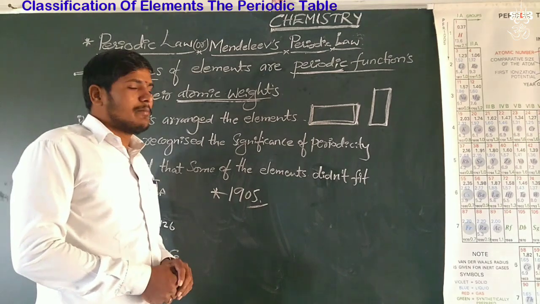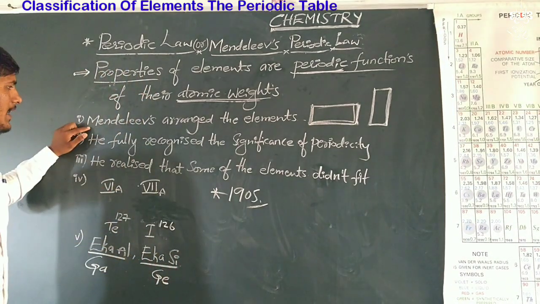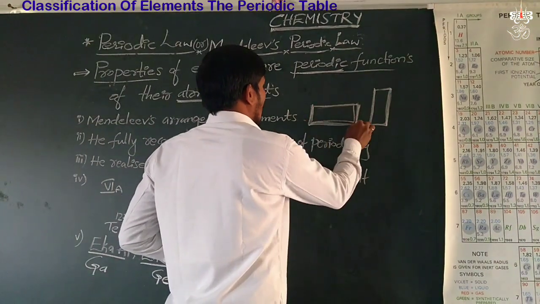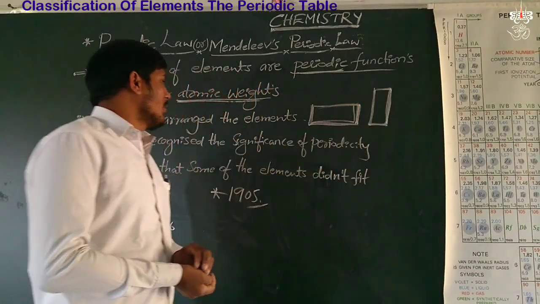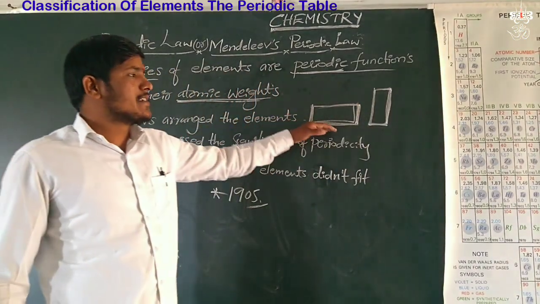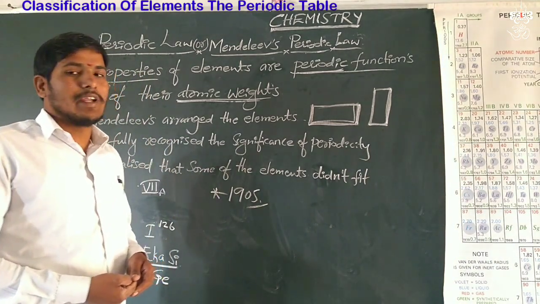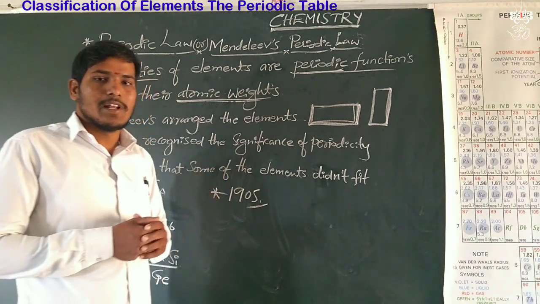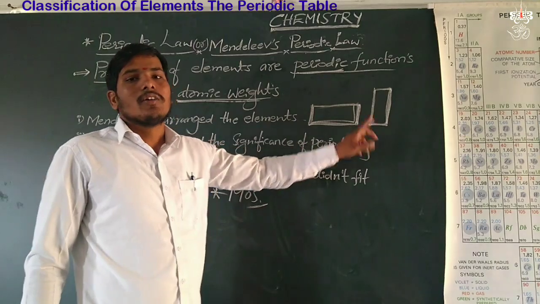Here some important points are there. Mendeleev arranged the elements in horizontal rows and vertical columns in increasing order of their atomic weights. In such a way, the elements which have similar properties will take place in a vertical column or group.